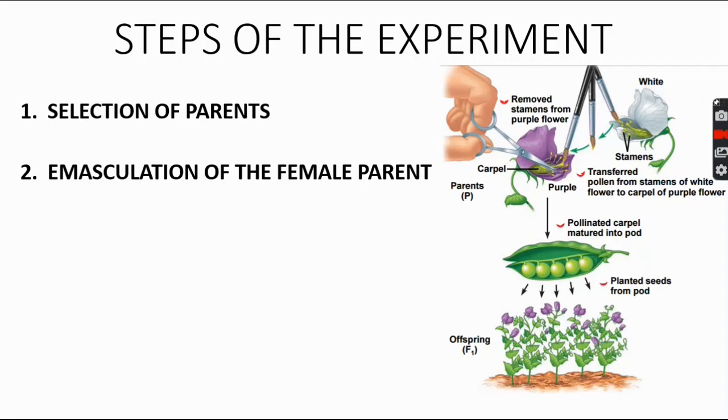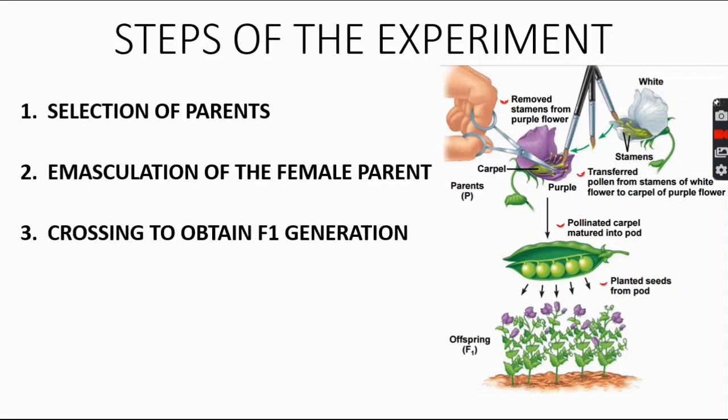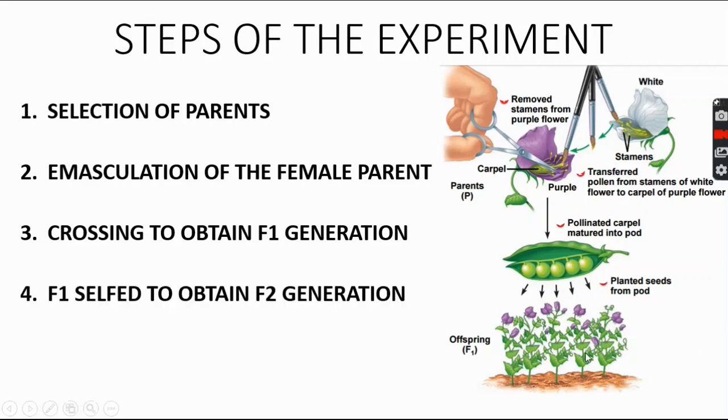As you can see in the given picture, the purple flower is a female parent and the plant with the white flower is a male parent. So the purple flower is going to get emasculated, and in the third step, crossing to obtain the F1 generation. So pollen from a white flower is transferred to the stigma of the purple flower, and the first generation, called the F1 generation, is obtained, and the offspring are grown again for the next step.